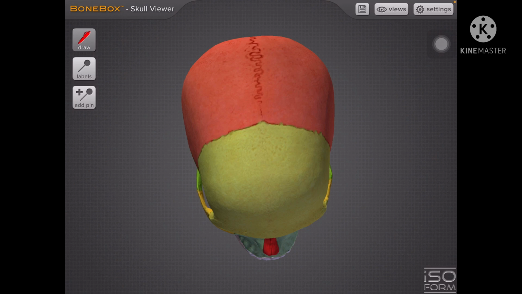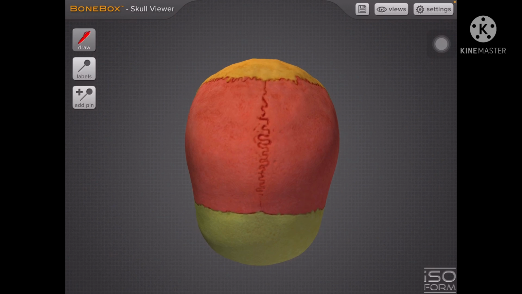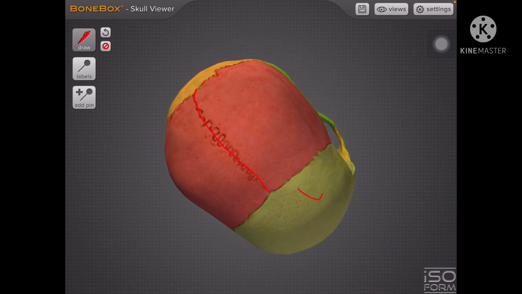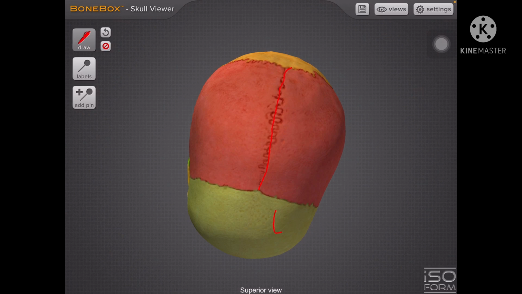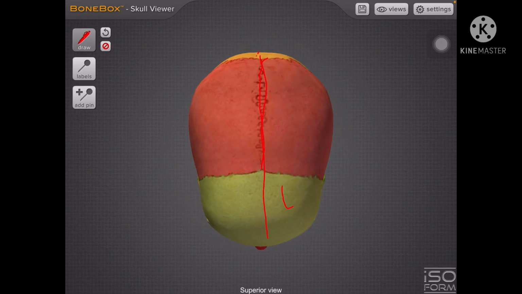Now let's learn about the sagittal suture. See here, this is your sagittal suture, right? It is placed in the median plane. If you draw a line over here on the skull, this is the median plane of the skull. So where is this sagittal suture present? In the median plane of the skull. And in between what bones? It is separating the parietal bones on either side. That is regarding the sagittal suture.